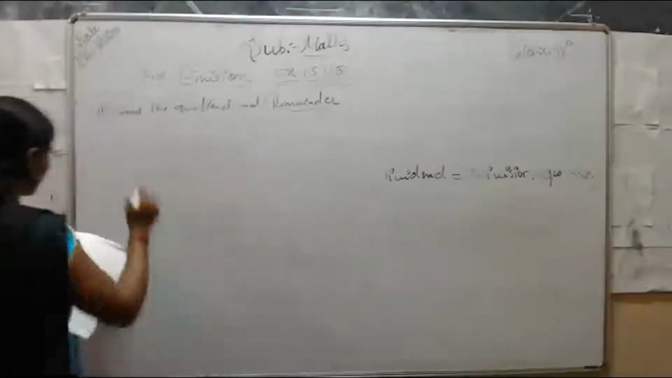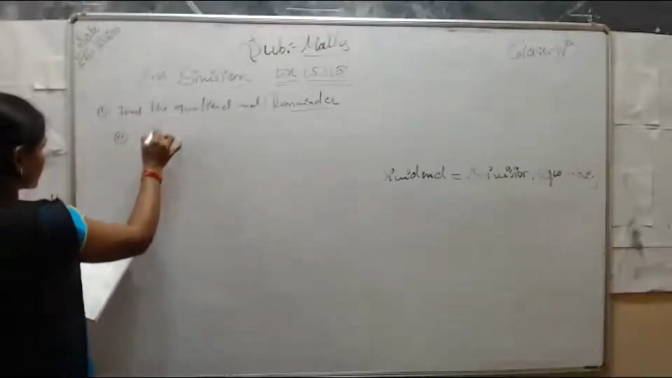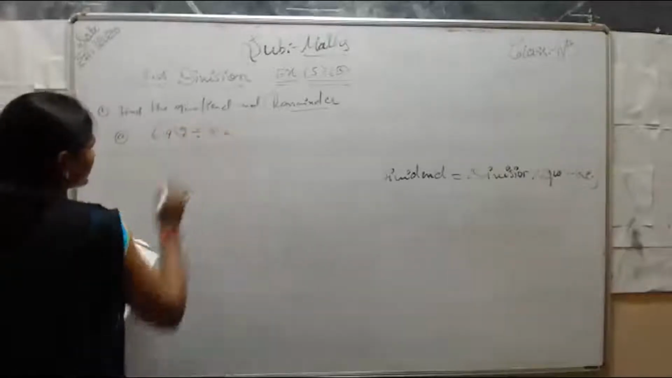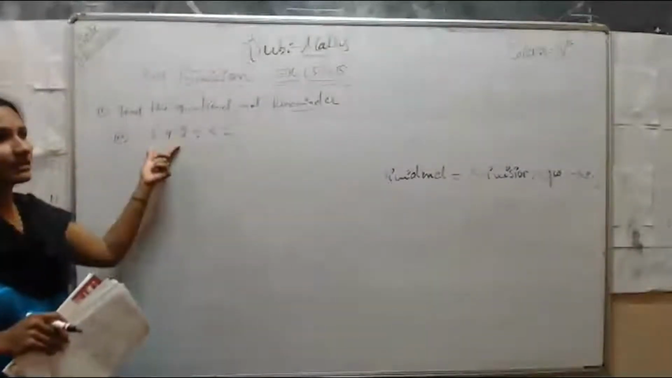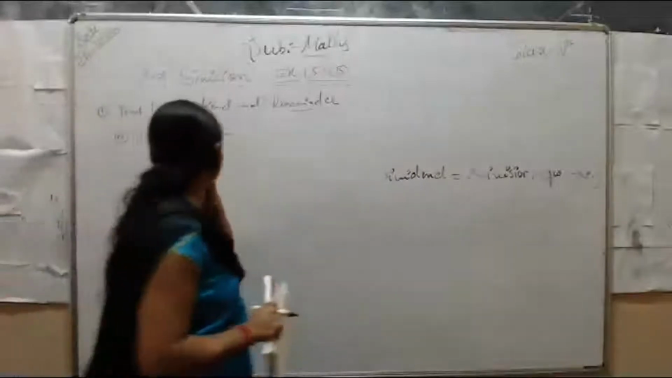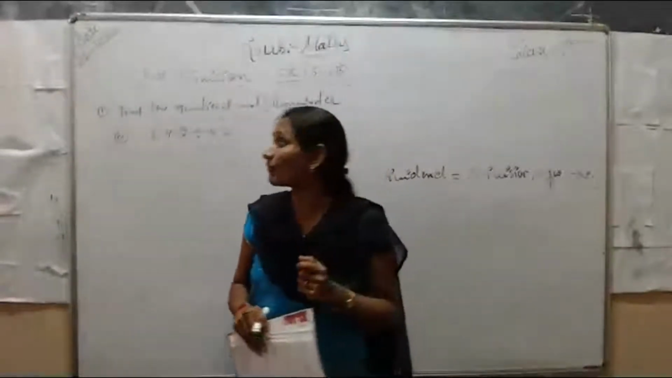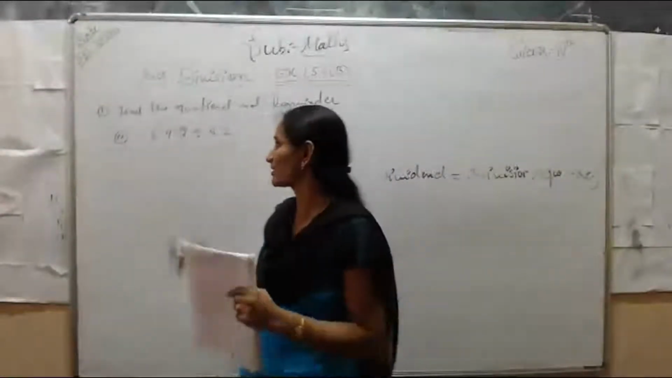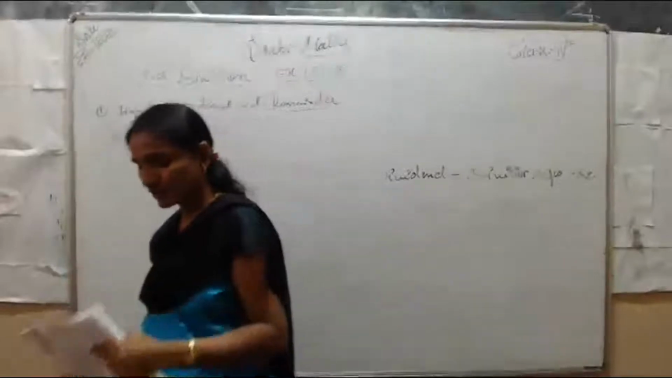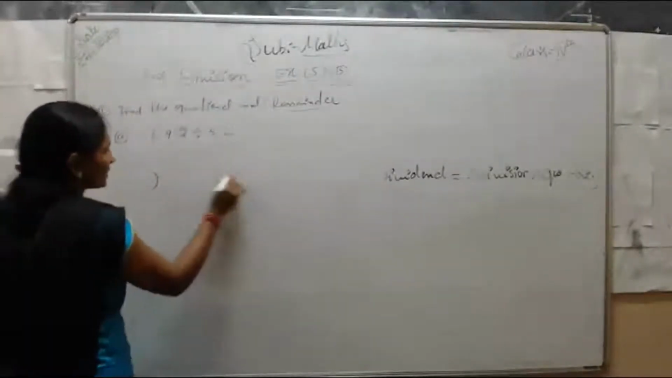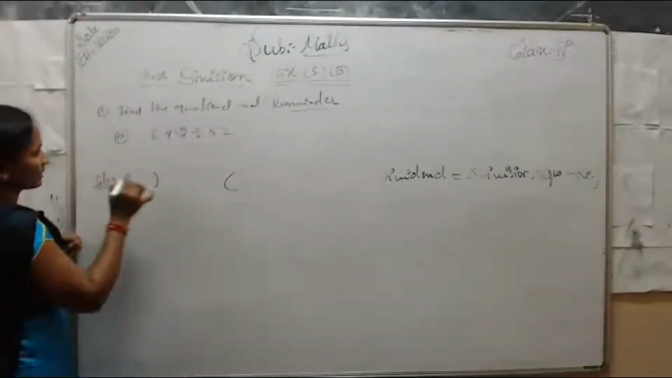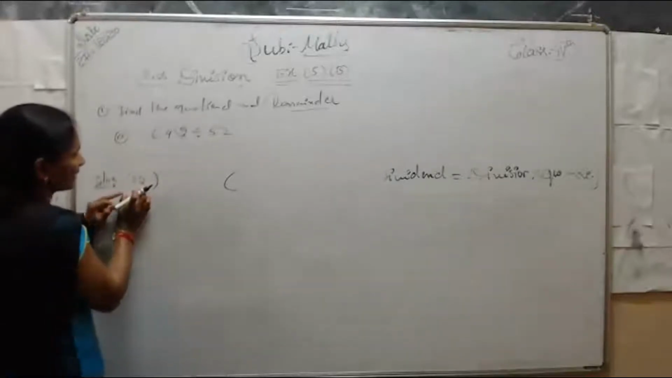Students, what is question A? That is 6,952 divided by 52. What is the value of 6,952? You have to consider this as the dividend, and 52 is the divisor. We use the common division method, students. First you have to arrange the numbers. Write 52 here as the divisor.